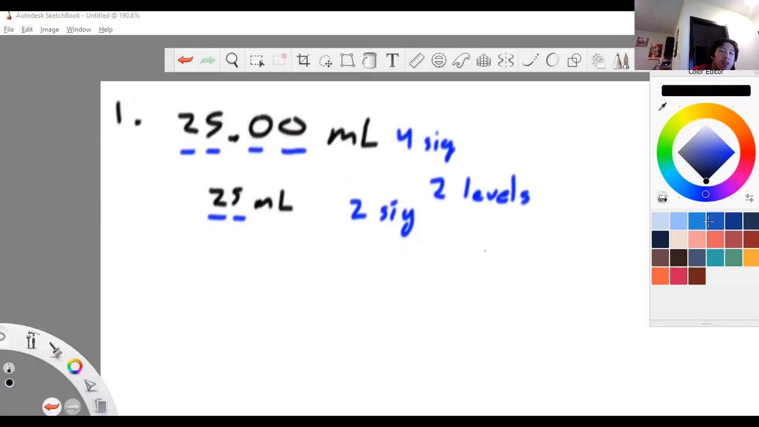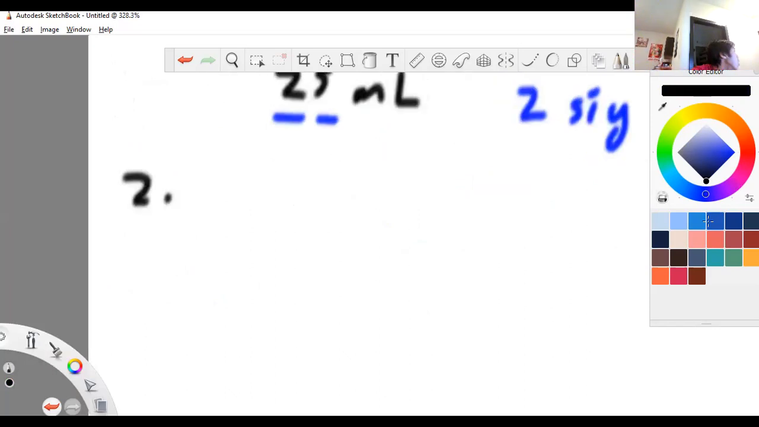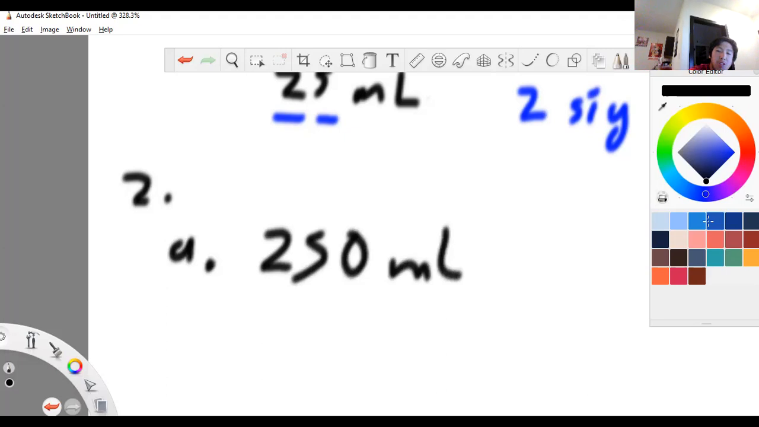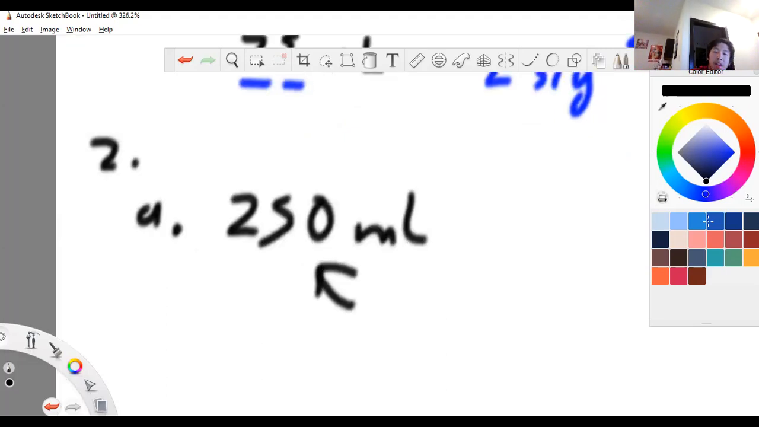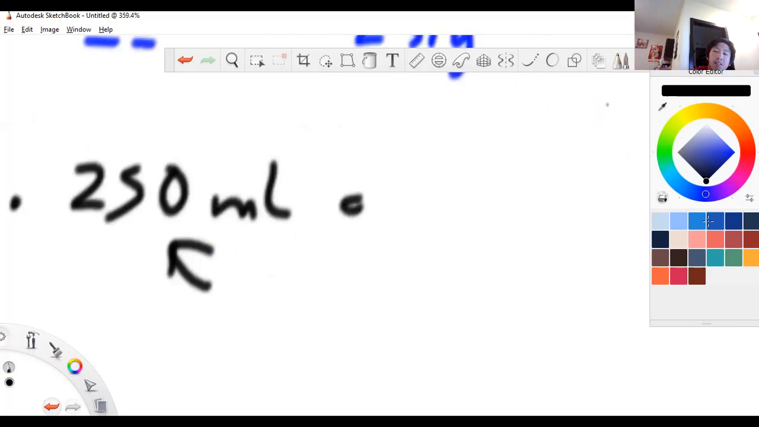Two. The level of uncertainty in measurements can be represented by the number of significant figures reported. Each of the following state the number of significant figures. So A is 250 milliliters. Because we have a trailing zero at the end here with no decimal point, that means that this is ambiguous.